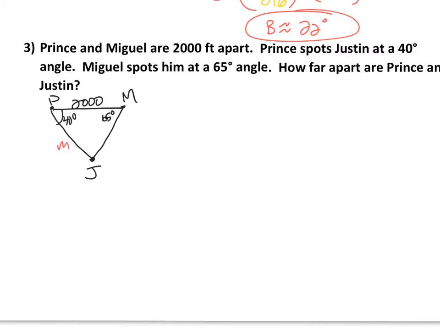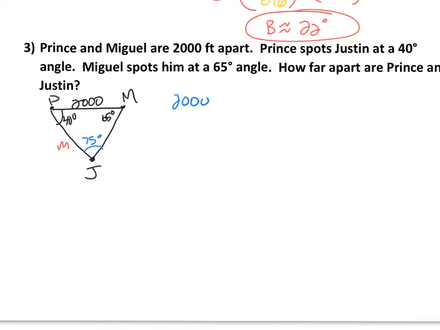Okay. So we could solve for this doing a couple different things. One thing we can do is find the angle measure here where the J is. We could find this angle by doing 40 plus 65 and subtracting it from 180. So 180 minus 105, this is going to be 75 degrees. And now we could write out a law of sines.